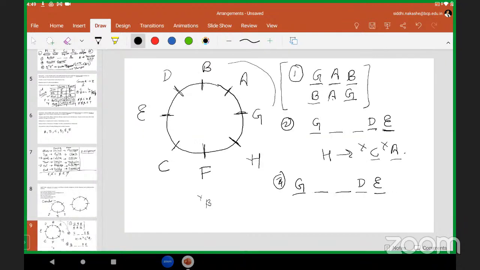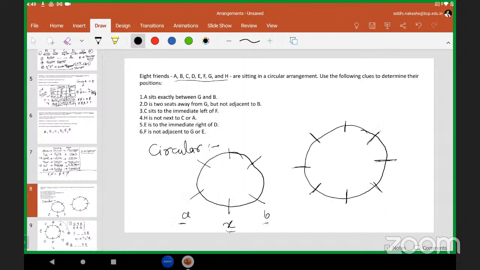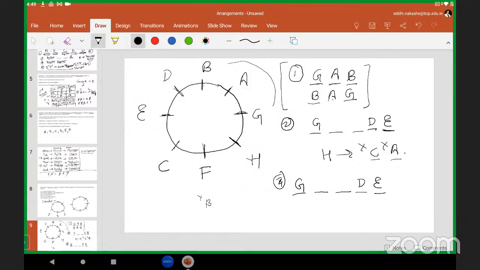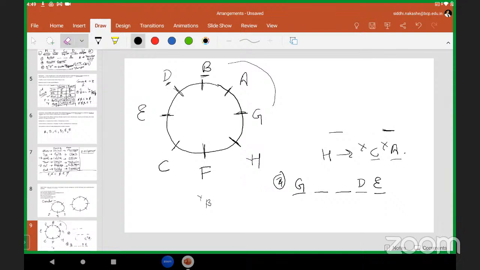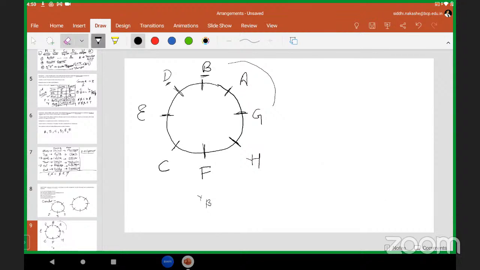Fine. So now we have one more second condition. D is two seats away from G but not adjacent to B. Okay, so not adjacent to B. So we have it adjacent to B here. So we have to change the conditions again. So we'll focus on the set again with new conditions. So we'll solve this again.